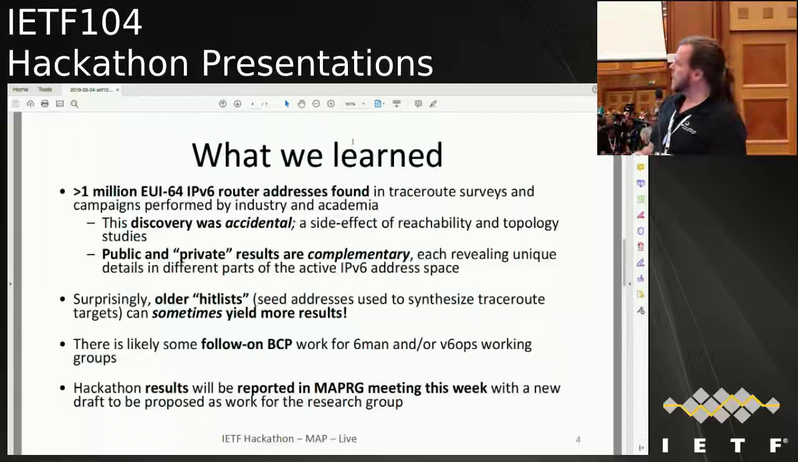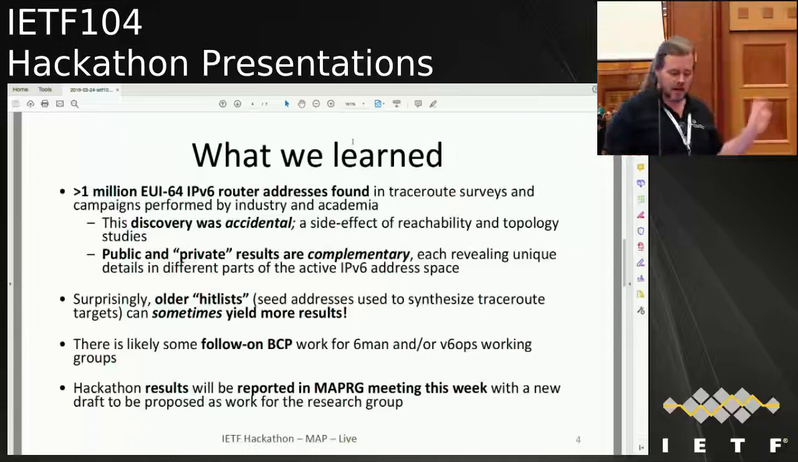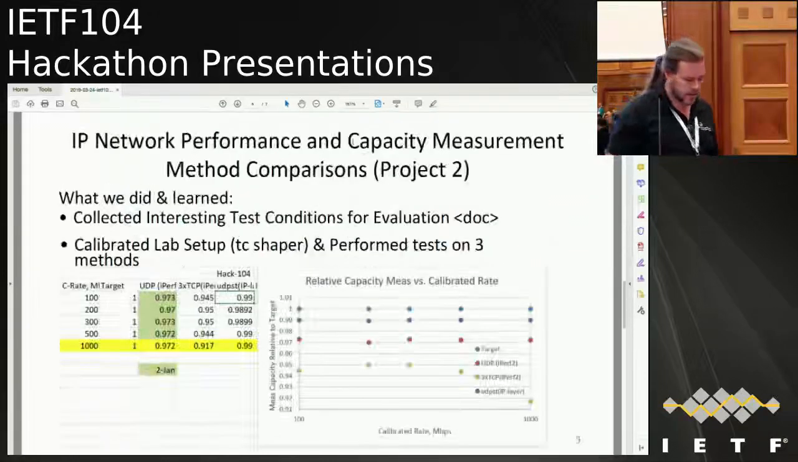Another interesting result we had was older hit lists, ones from last year, actually produced more results than some of the new ones. So we're going to report the results, not here, but we'll show them after we think about them a little more on Thursday. And I'm going to turn it over to Al for the last minute to talk about his project.